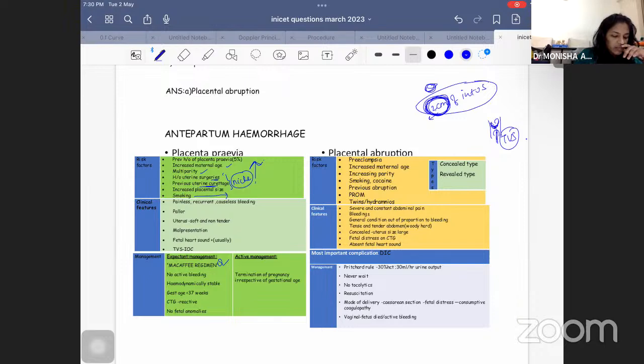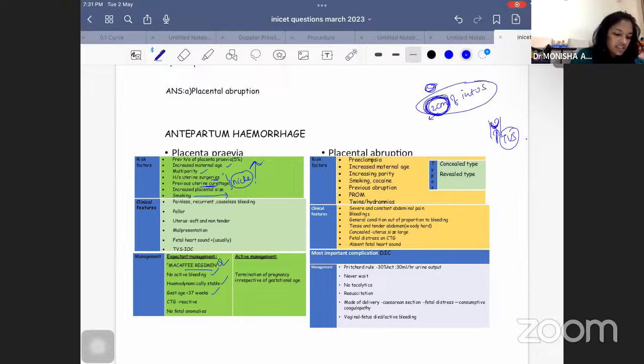Macafee regime: you can expectantly manage if they are very preterm, she's not having any active bleeding, hemodynamically stable, gestational age less than 37 weeks. If it's even 34 weeks, you usually deliver, but stick to the book. If gestational age is less than 37 weeks, CTG is reactive, no fetal anomalies, then you expectantly manage. Active management is nothing but you terminate the pregnancy irrespective of gestational age, because she might not have one of the criteria to expectantly manage the case.